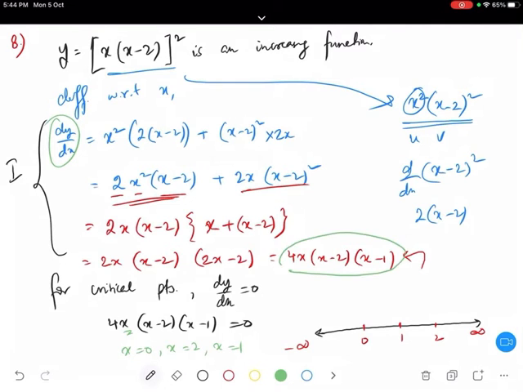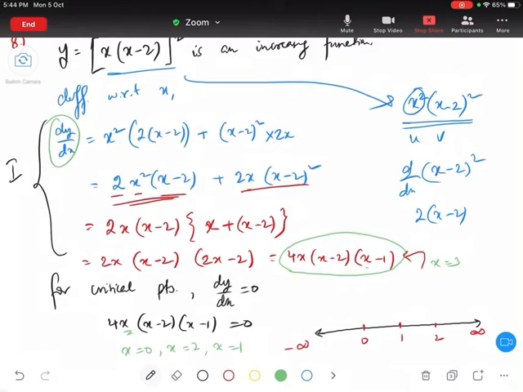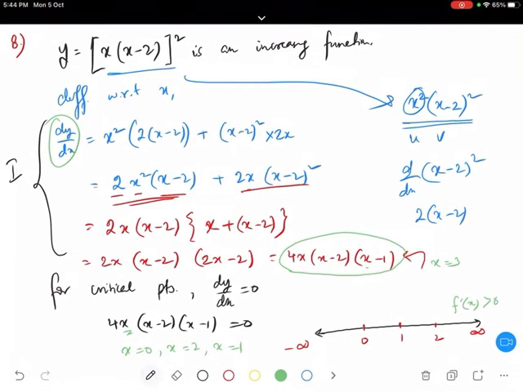If I put x equal to 3, come on guys. So if I put 3 in here, 3 into 4 is 12, 3 minus 2 is 1, and 3 minus 1 is 2. So it is what? Positive, right? So I will write here f dash x is greater than 0.